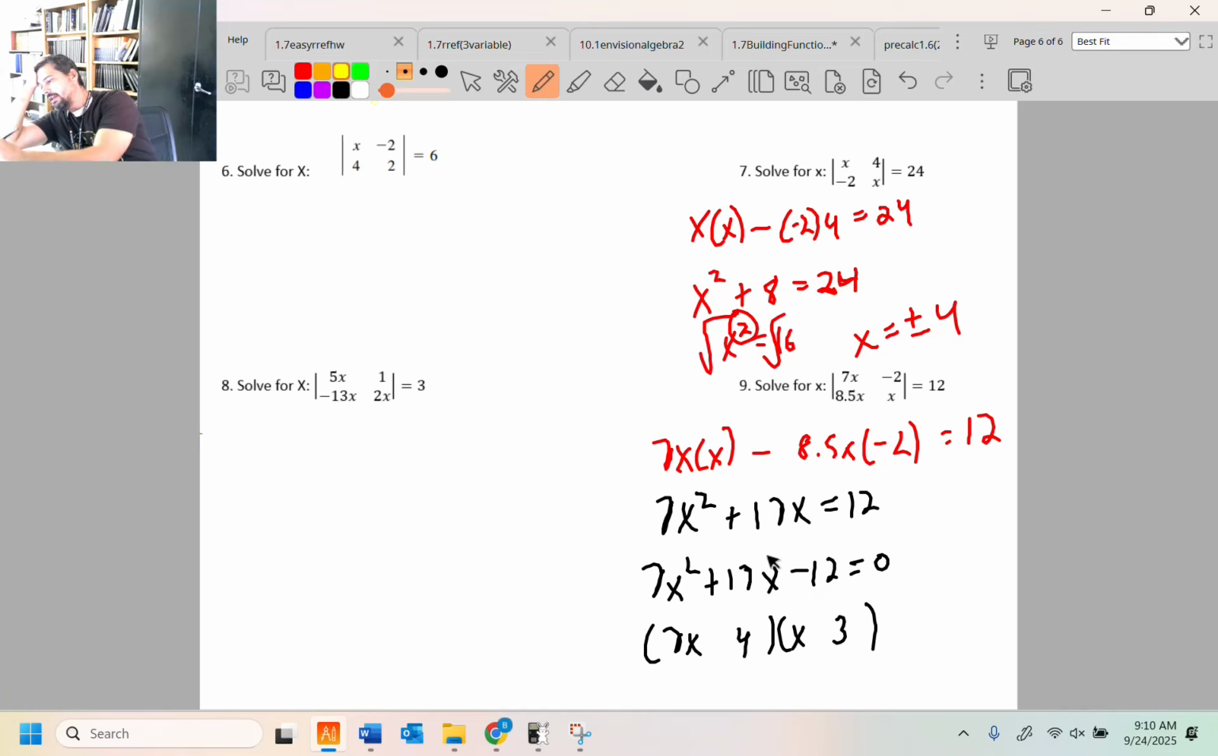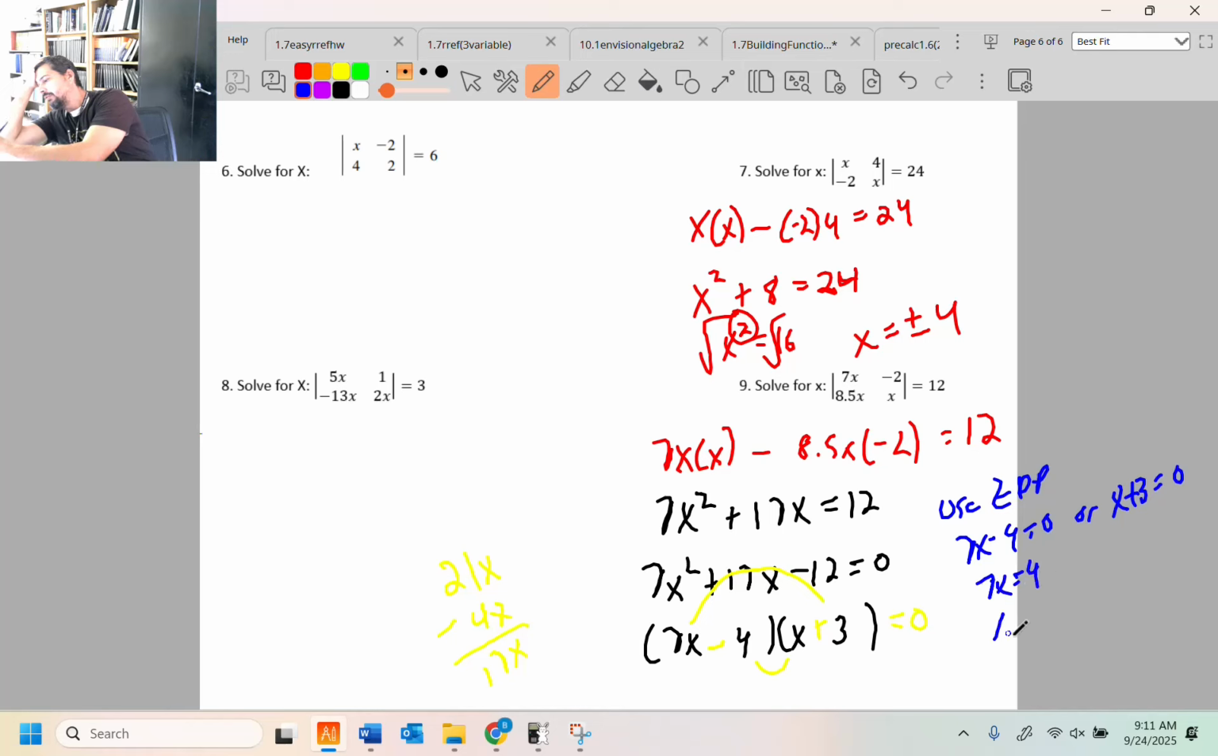The reason I'm doing that is because now the outside makes 21x and the inside makes 4x. And if I do subtraction, I can get to 17. So minus plus. That yellow probably not showing up too well. Now we're going to use the ZPP, the zero product property. 7x minus 4 is equal to 0, or x plus 3 is equal to 0. We're going to add 4 to both sides. We're going to divide by 7. X is 4/7. We're going to subtract 3 from both sides. X is negative 3.